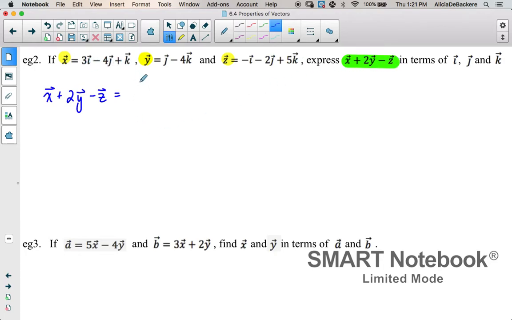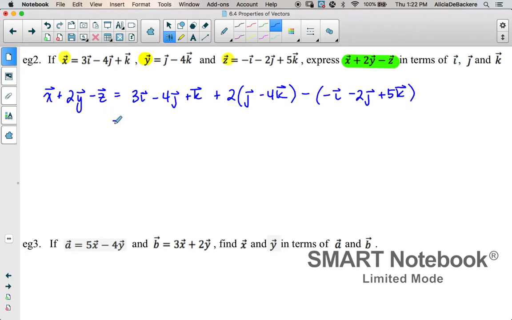So I know that x is the same as 3i minus 4j plus k, and then I'm going to add 2 y's. So I'm going to do 2 times vector y, which was j minus 4k. And then we're going to subtract z. So I am subtracting z in a bracket so that I don't forget to flip all of the signs here. And now I could try to simplify this. I'm going to bring the 2 into this bracket, and at the same time I'm going to bring this -1 into this bracket here.